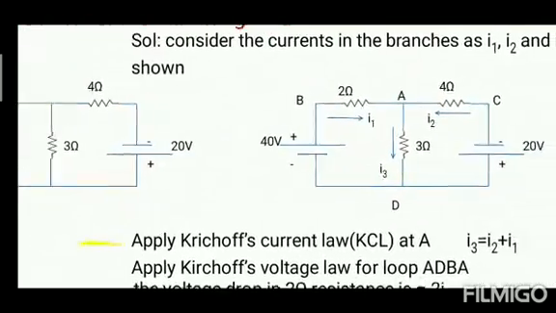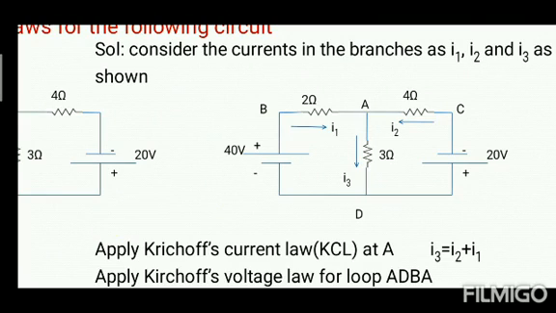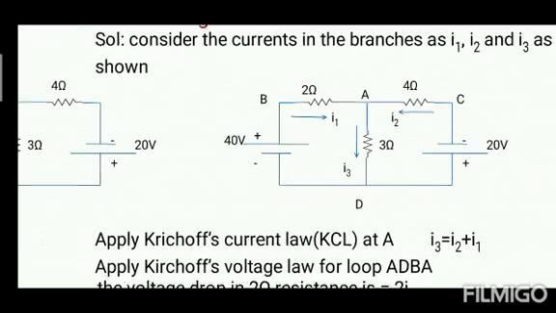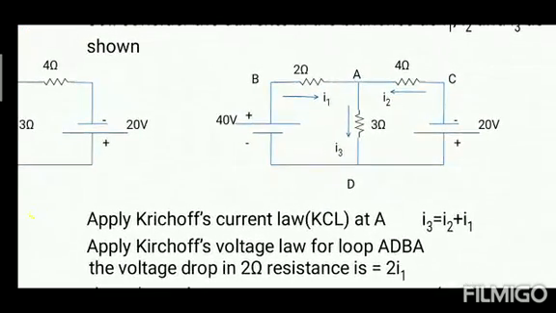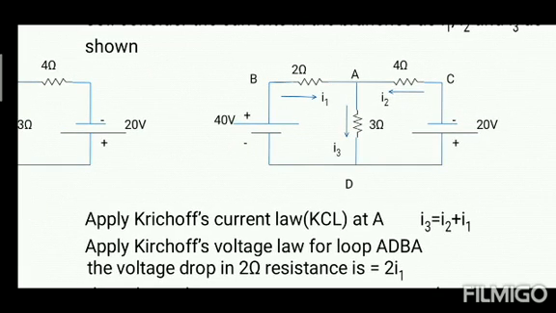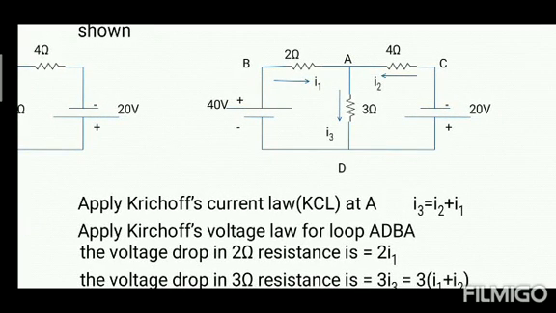And I am assuming three currents here, I1, I2 and I3, as shown by the arrows. I1 is the current passing through the 2 ohm resistance, I2 is flowing through 4 ohms and I3 through the 3 ohm resistance. And I am also considering some alphabets here to make the simplification somewhat simpler. Here at junction A, if you implement Kirchhoff's current law, we get I3 is equal to I1 plus I2, because I3 is the outgoing current and I1 and I2 are the incoming currents.